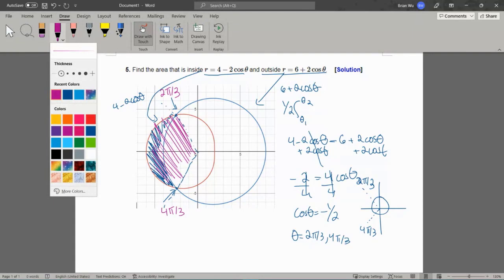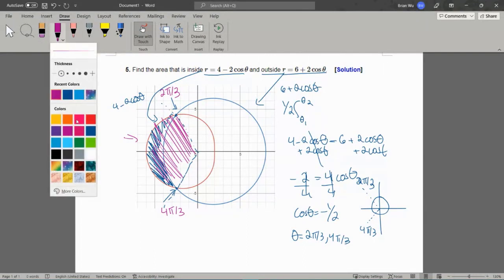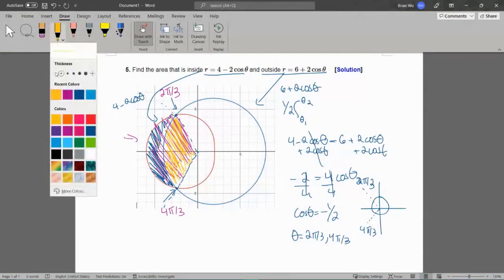And oh sorry, the purple shade is the one for the red circle, right? That's the area for the red circle. If you subtract, let's see if I can get a good color. And then the yellow would be the area from the big blue circle, right? So if we subtract the whole purple from the yellow, you're going to get this kind of area on the outside, if that makes sense. I don't know if the colors match, but hopefully that makes sense.